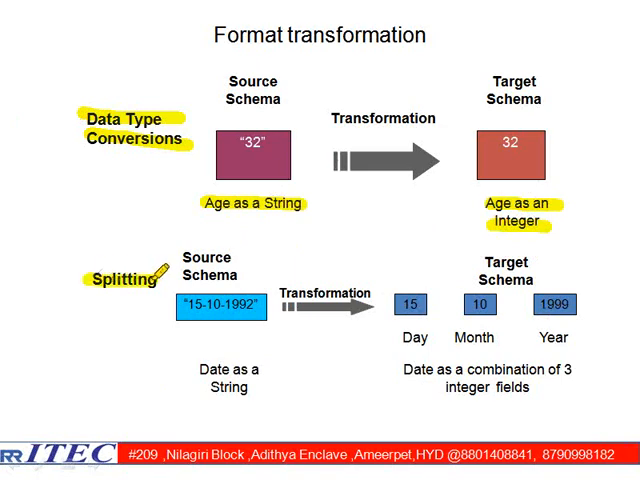Next one, splitting. I have a date available. The date is in the format DD, MM, YYYY. I am trying to separate the day separately, then the month separately, then the year separately. So a date is a combination of 3 integer fields, and we are trying to split it. This is called splitting.